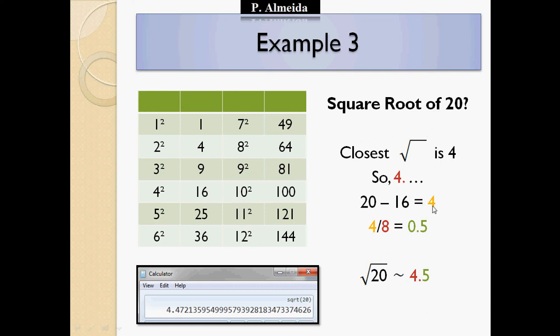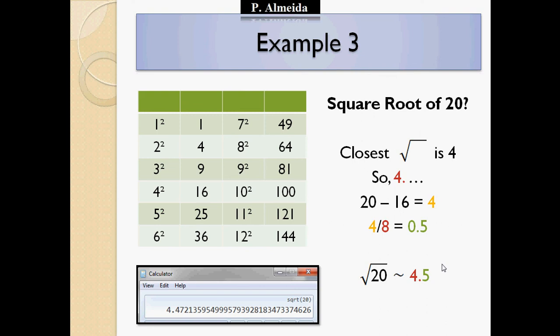Again, this 4 is going to be on the top. The other 4 is going to be doubled and is going to be at the bottom. And it gives me 0.5, okay? So I'm going to add this 0.5 to the 4, and that's going to give me that the square root of 20 is approximately 4.5, okay? And again, I go on the calculator, and as you can see, it gives me 4.47. So again, it's a pretty good approximation, okay?